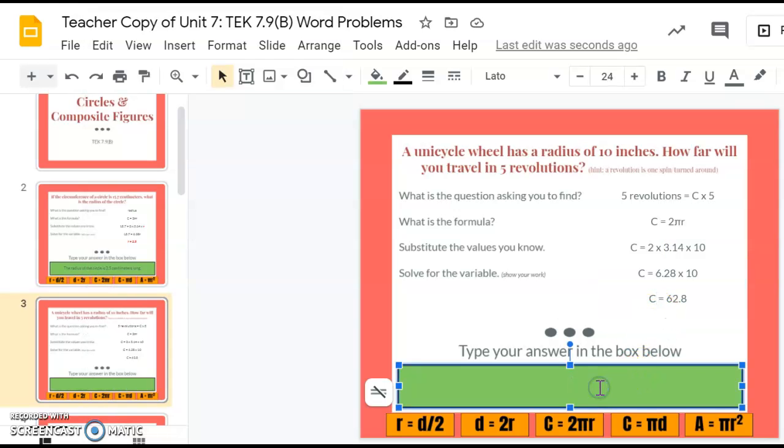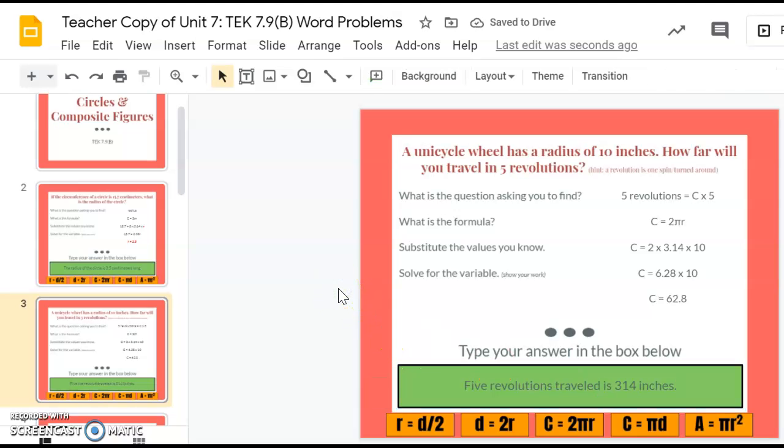And I actually can just put that down here. 5 revolutions traveled is 314 inches. And there you go. That's how you figure out the 5 revolutions.